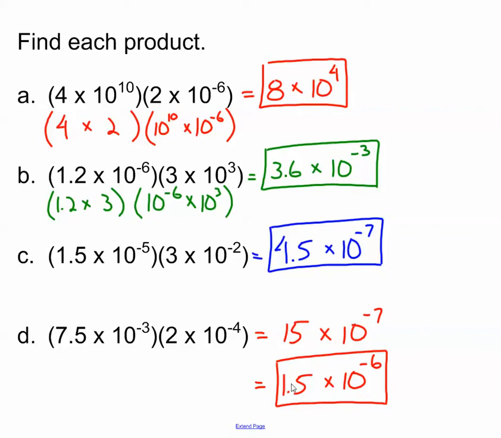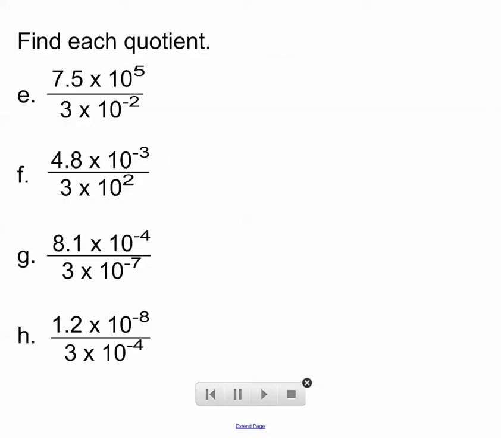This number that's being multiplied by a power of 10 has to be greater than or equal to 1 and less than 10. So all we do is divide it by 10, 15 to 1.5, and then multiply this number by 10, which makes the exponent go up by 1. And it's in scientific notation, and we did not change its value at all. Okay, so that's multiplication. Let's look at division.